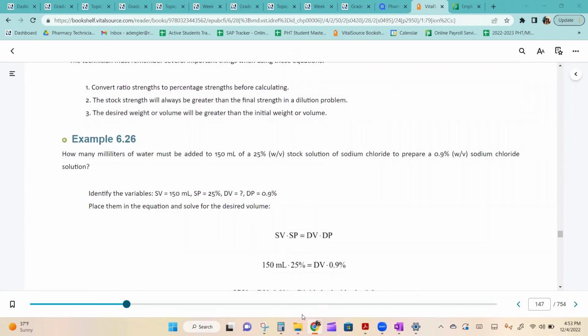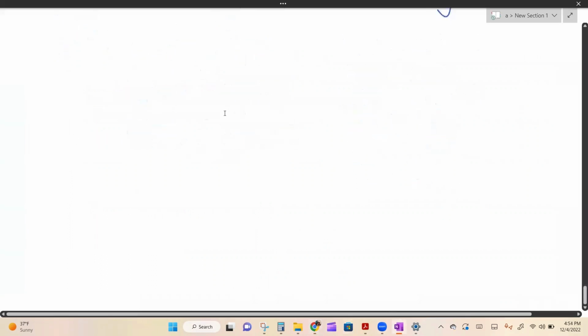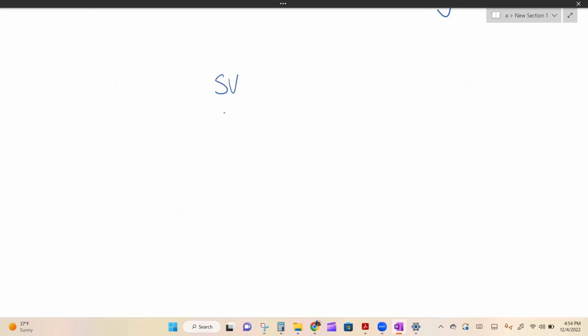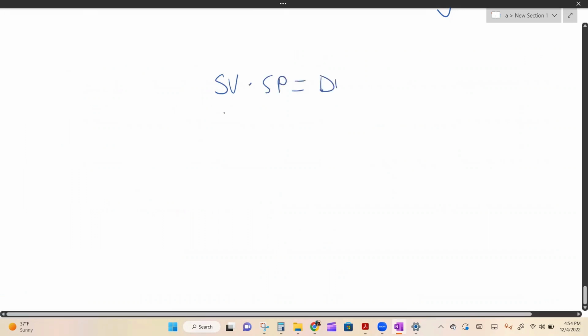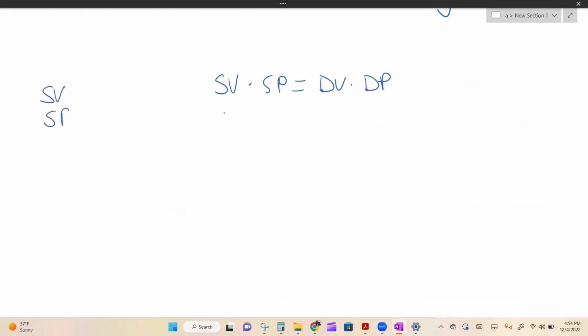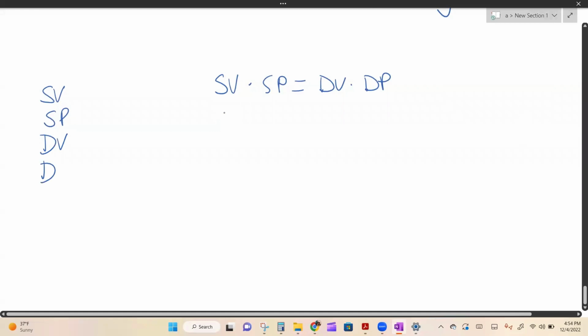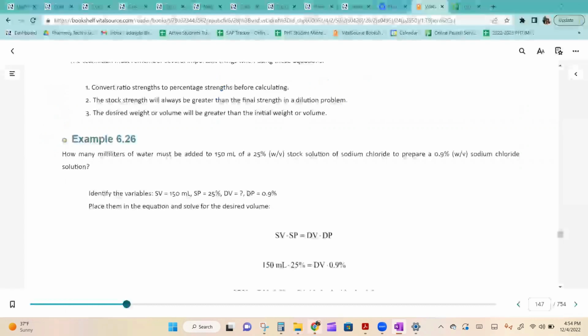First, what I always recommend is that you write the formula out on your paper. So SV times SP equals DV times DP. And then over here to the side, write all of those out in a row, so we can easily identify our variables and then just plug them into this formula equation. So how many milliliters of water must be added to 150 ml of a 25% weight volume stock solution of sodium chloride to prepare a 0.9% weight volume sodium chloride solution?